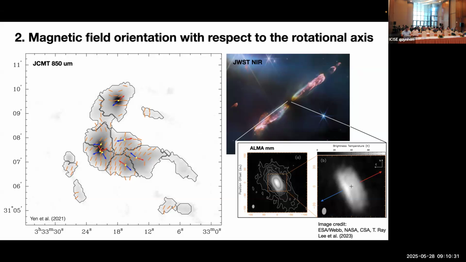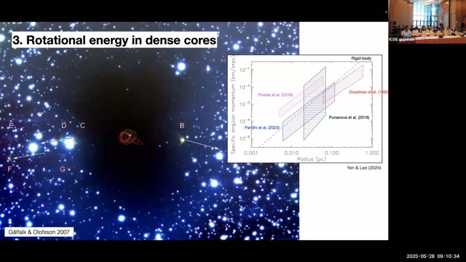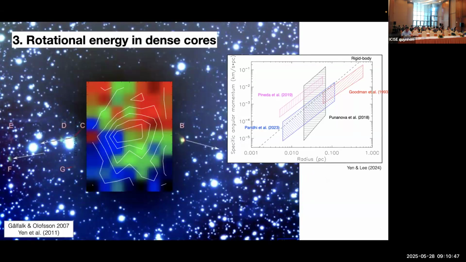So the final parameter we need is rotational energy. Here I show an optical image of a dense core. You can see a dark patch here. That's where the dense core is. It's so dense, the density is so high, that it obscures all the background light. If we observe a molecular line, we can see the gas distribution and the corresponding velocity field. From this velocity field, we can estimate the rotational energy in a dense core. This has been done by many people, and here I show the angular momentum distribution as a function of radius taken from different surveys.